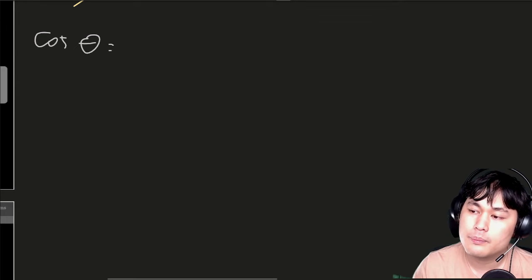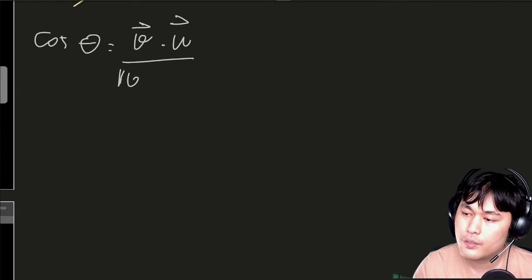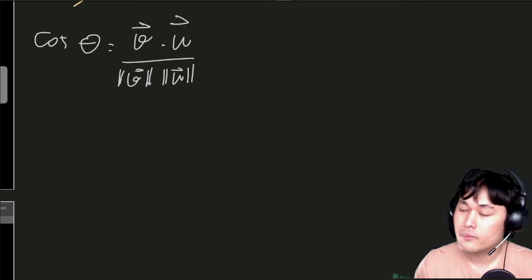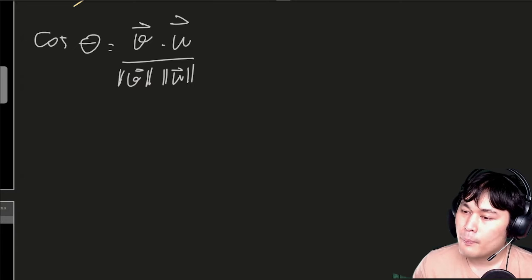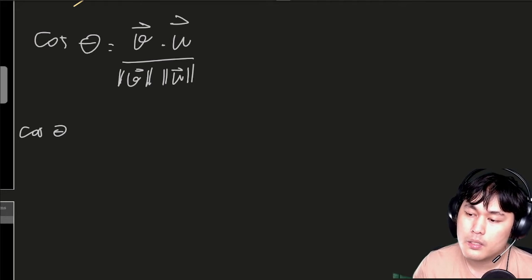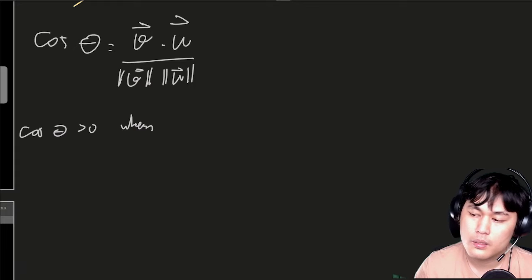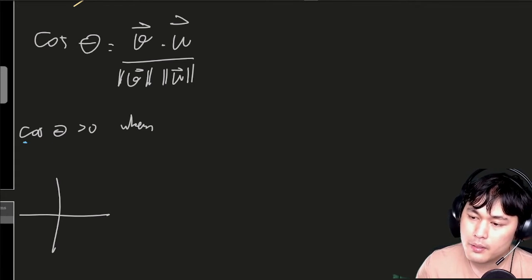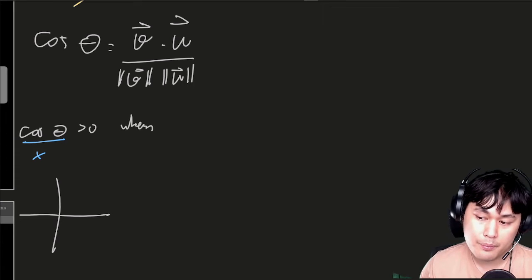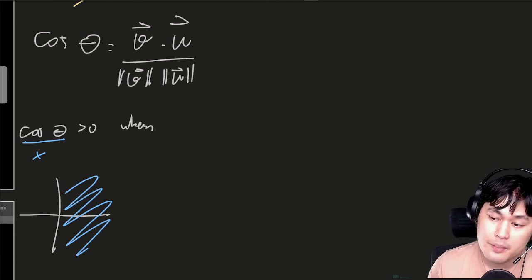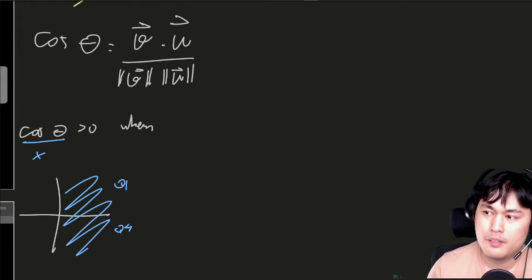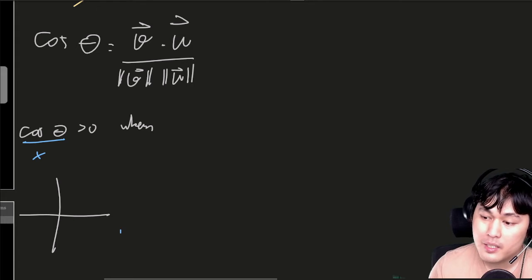Let me copy it there. V dot u over size of v times size of u. How does this formula work in the first place? First, you have to know some facts about cosine. Cosine is positive when, if you go back to trigonometry, what is cosine? Is it x or y? Cosine is the x value, and the x value is positive in the right part of the y-axis, the first quadrant and the fourth quadrant. Anyway, it is positive there. And so cosine is positive when the angle is small enough.